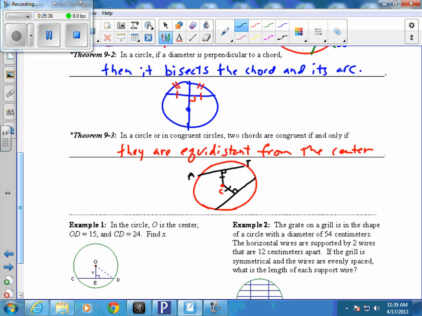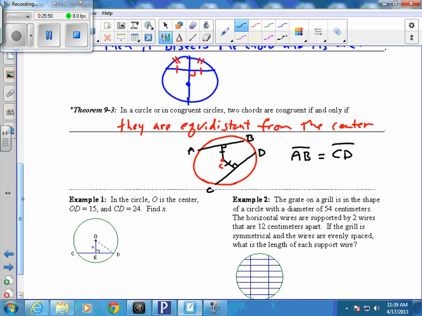So if I say this is chord AB and this is chord CD, that chord, which is a segment, would be equal to segment CD or chord CD. It has to be perpendicular for that to happen. It can't be any line drawn from the center to the chord. It has to be perpendicular to the chord.